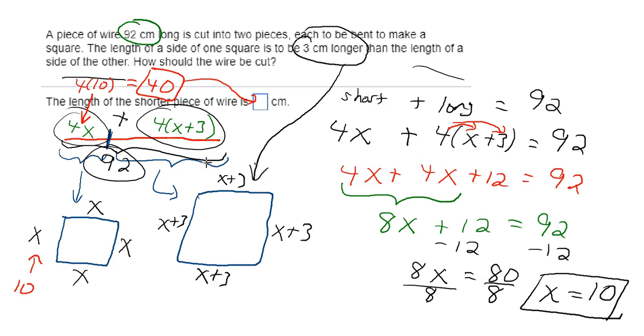So what does the longer piece of wire have to be? You could plug in 10 here for x to find the length of the longer piece of wire. But the easier way to do it is to use the total length, right? The total length is 92 centimeters minus 40 for the shorter piece of the wire. And that leaves me with 52 centimeters for the longer piece of wire. And that adds up to 92 altogether. So the longer piece of wire is going to be 52 centimeters.